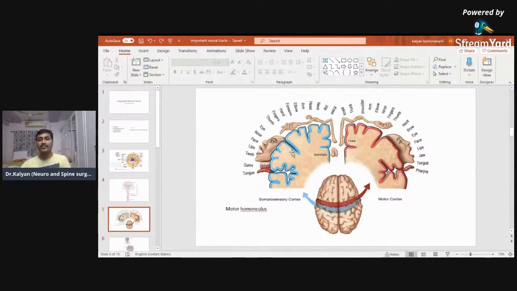When you see the motor homunculus, the lips, the face and the thumb have a very big representation because they are very sensitive and they have very fine movements. The trunk is not very sensitive. The muscles on the trunk are not well developed. They are not destined to do finer activities. So the representation for the trunk is very low, whereas the representation for the thumb, fingers and the face is very big. This is the same for the motor homunculus and also for the sensory homunculus. Fine.